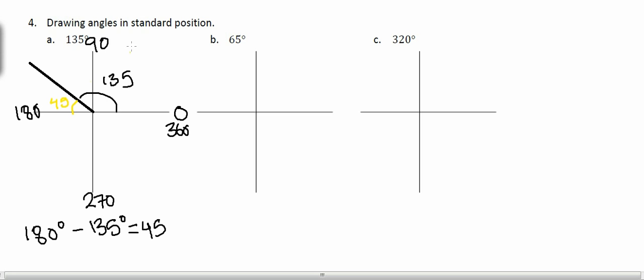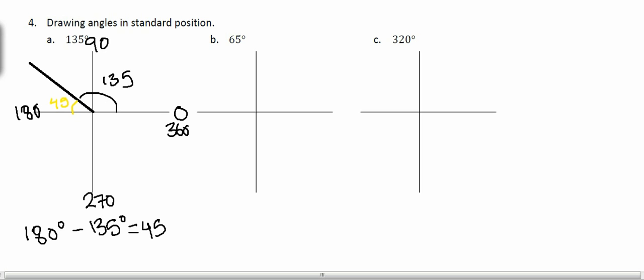So this is a little bit extra, not necessarily considered in the question, but what's important in this question is that you want to know what quadrant your angle is in. So we know 135 is in quadrant 2, so we know that we can draw it there. The little extra step is to be able to figure out the reference angle as well.